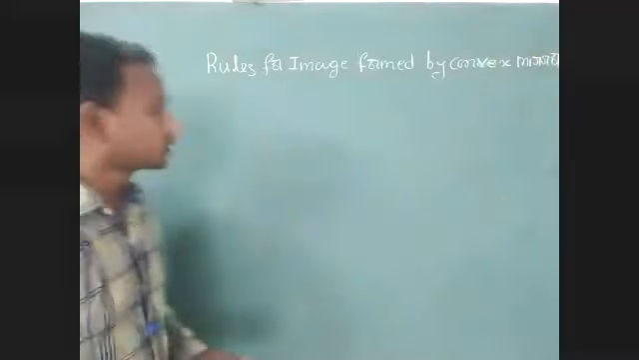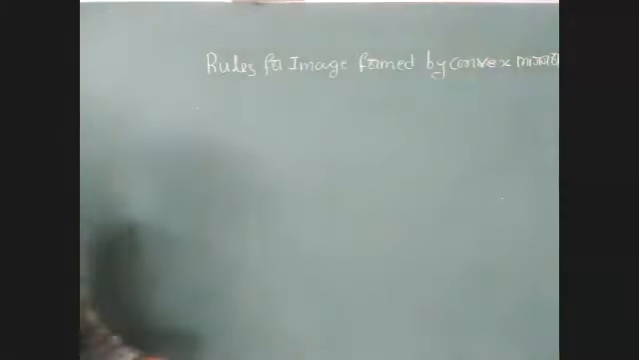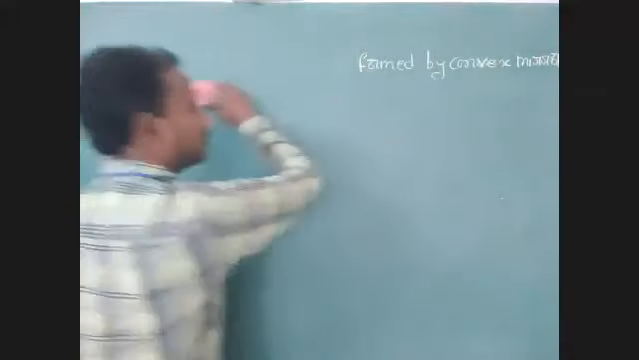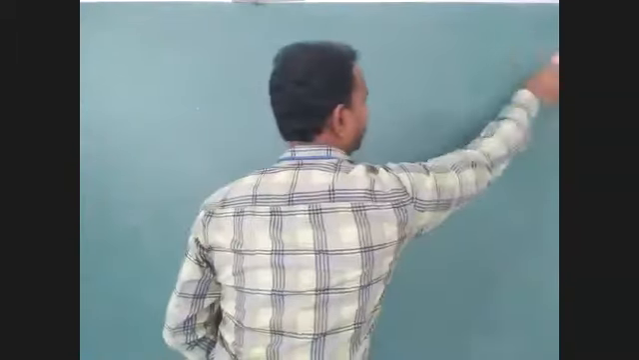Next, we have to discuss the image formed by the convex mirror. We have to consider the position of an object at different positions. Then you can find the image formed by the convex mirror. Okay, so just identify the first position of an object.